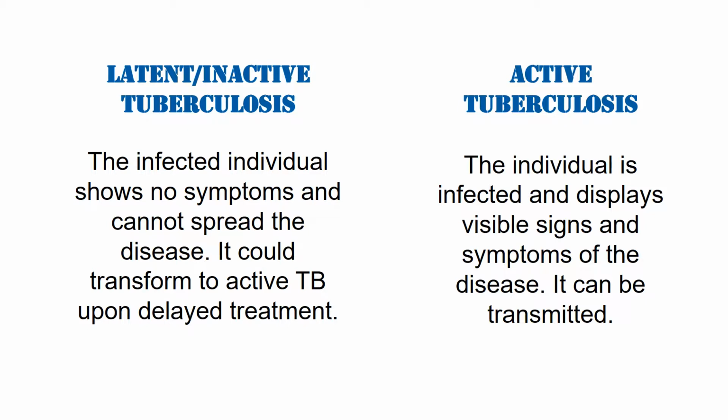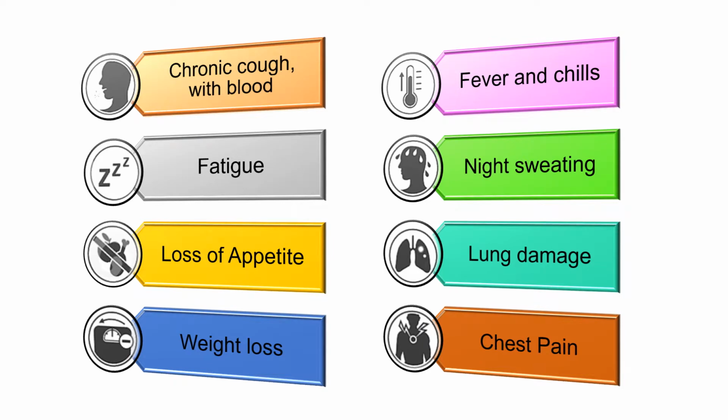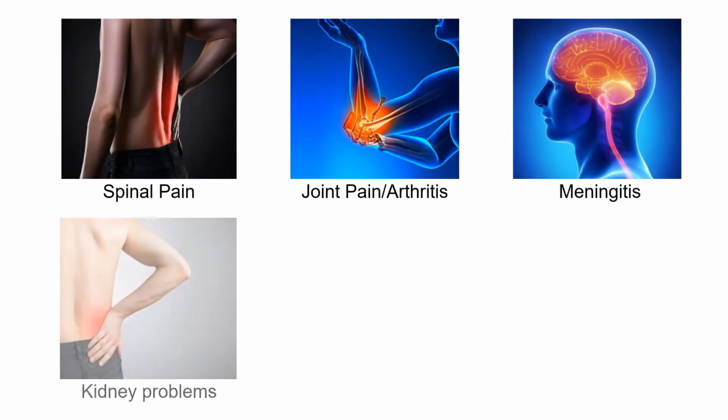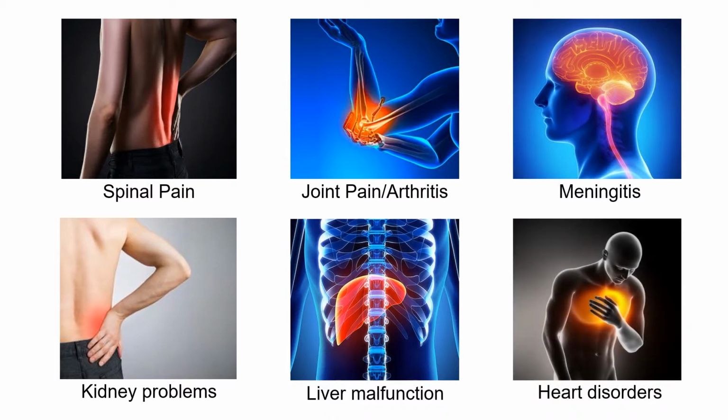And also there is the active tuberculosis, where the individual is infected and displays visible signs and symptoms which can be transmitted. Such symptoms include chronic coughing with blood, fatigue, loss of appetite, fever, chills, weight loss, night sweating, chest pain, and even lung damage. These are all symptoms of normal pulmonary infection. When complications arise, the patient develops extrapulmonary infections, which are identified by symptoms such as spinal pain, meningitis, joint pain, kidney problems, liver malfunction, heart disorders.